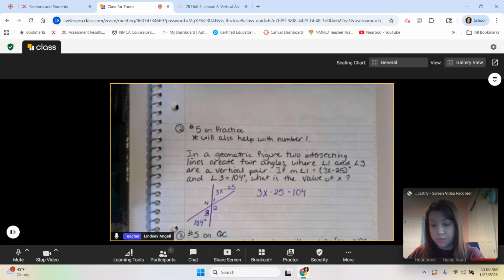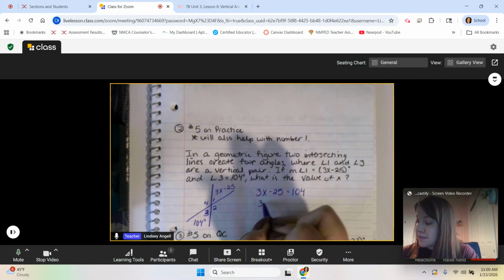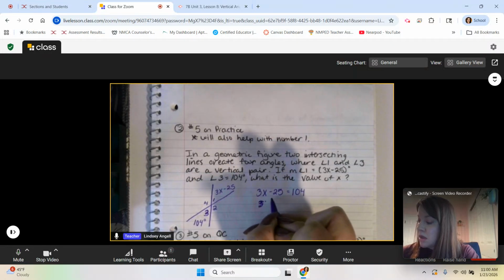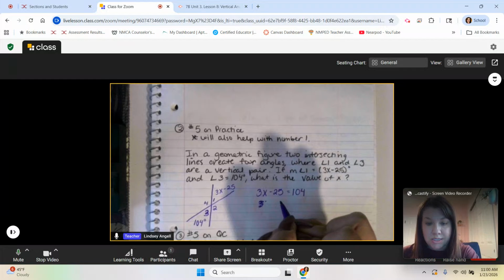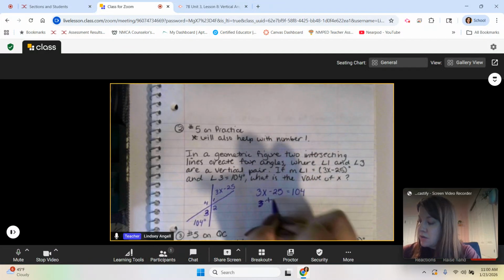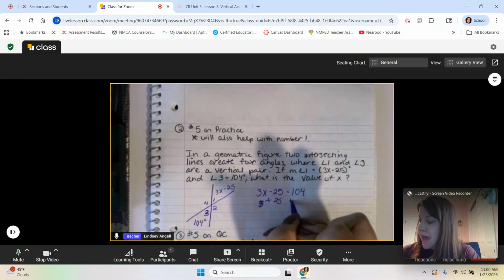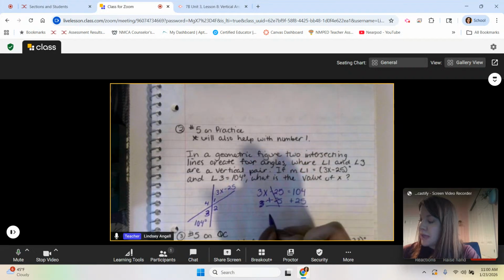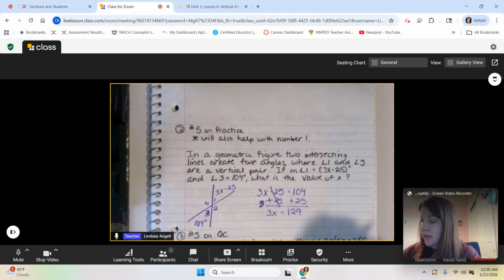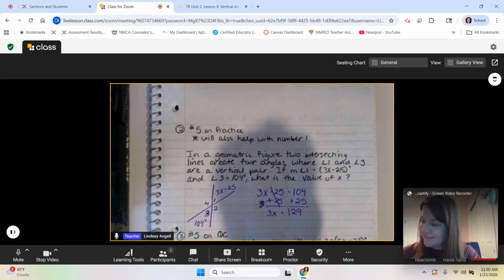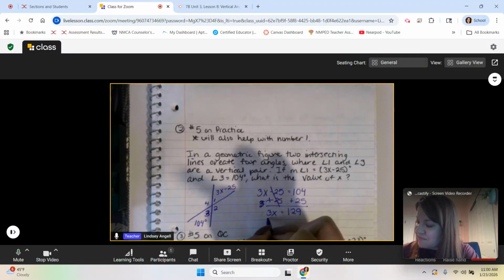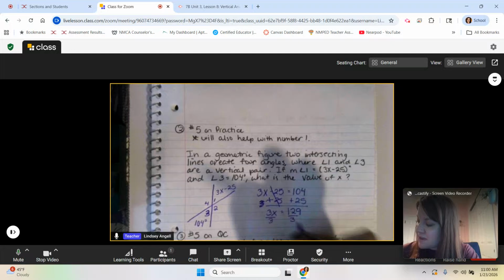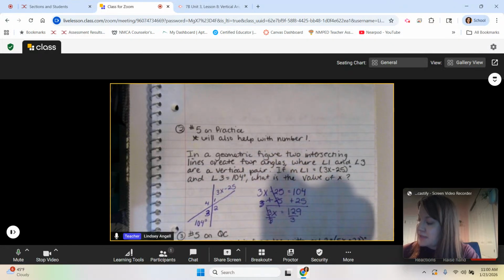And then we solve. Right now I am subtracting 25. In order to get rid of it, I'm going to add 25. So those will cancel, and I'm left with 3x equals 129. Oh, that's a funky number. Okay, divide by 3, divide by 3. Okay, they'll cancel on the left.